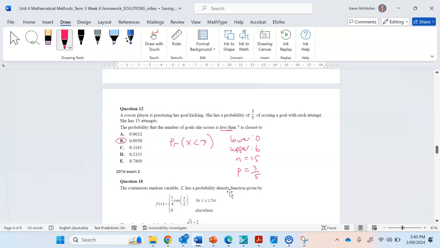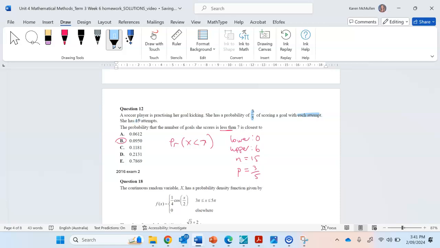All right, question 12 is a binomial question, and it doesn't say that it is. So when you're doing binomial, you would have noticed some questions it actually says binomial. But this one, you've got a context, so you've got to think about what gives it away that it's a binomial. All right, so we've got a soccer player practicing her goal kicking. She has a probability of 3/5 of scoring a goal with each attempt. So each attempt, it's independent. It doesn't say that it's independent, but it basically implies with each attempt it's going to be the same thing. Hence, it's independent. Binomial you can only do if it's independent.